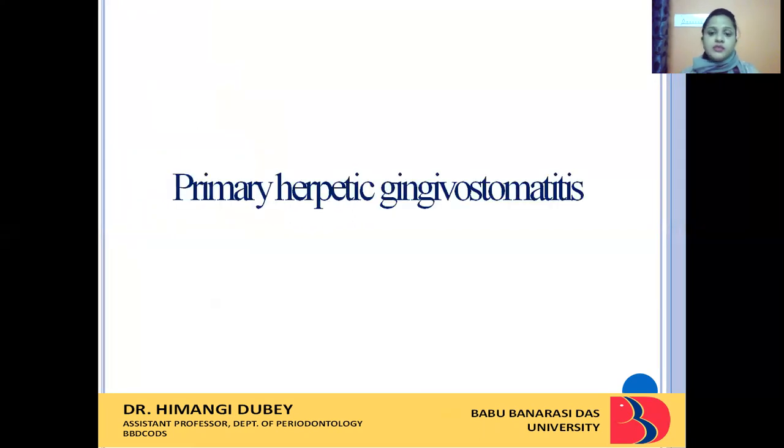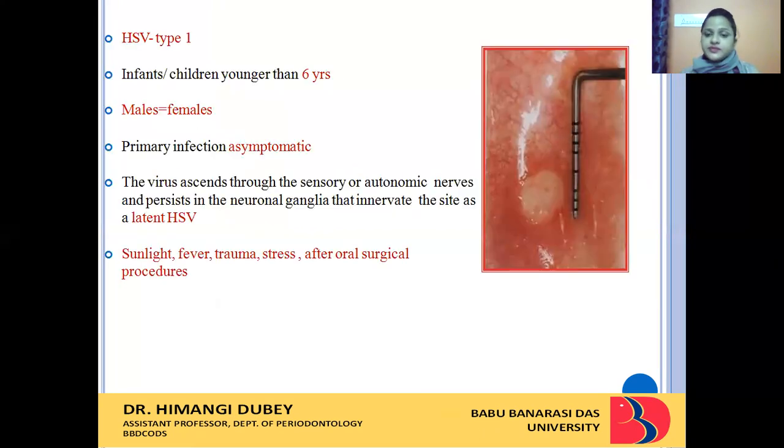Now, coming on to herpetic gingivostomatitis. Primary herpetic gingivostomatitis is an infection of the oral cavity caused by herpes simplex virus type 1. It occurs most often in children younger than 6 years of age, but it is also seen in adolescents and adults. It occurs with equal frequency in male and female patients. In most patients, the primary infection is asymptomatic.